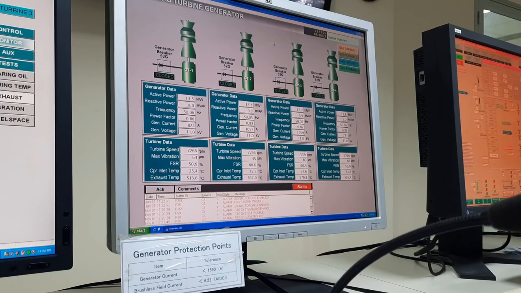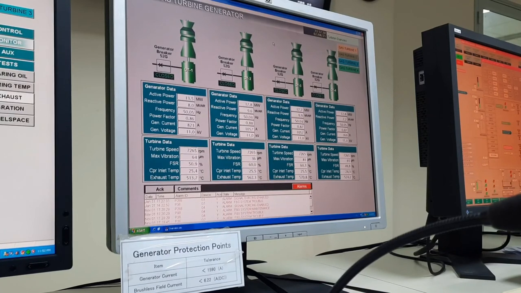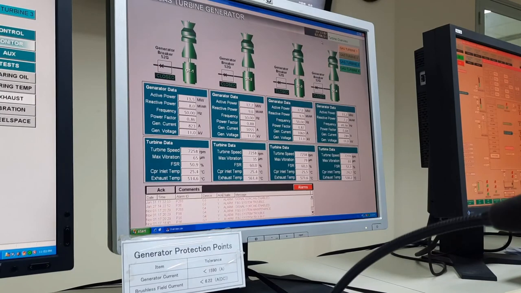ISO and group mode depend on frequency. When you put one in ISO mode, action is taken when frequency fluctuates by 0.02. In group mode, it is 0.2. So now the frequency is 50. When it decreases to 49.8, this ISO mode will take action immediately. 0.2 in droop mode.